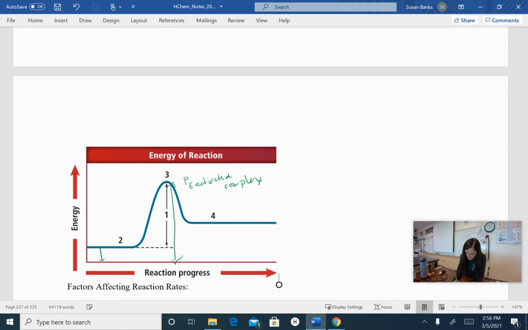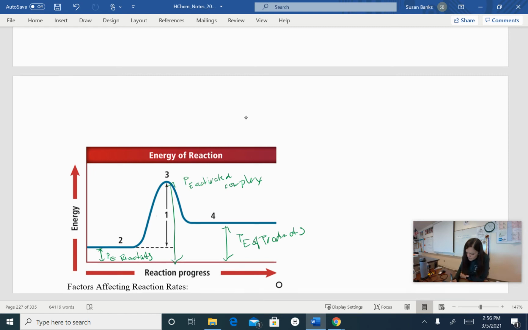Okay, looks like it erased what I had here. So number 2, this is my potential energy of my reactants. Okay, this number 4 is my potential energy of my products. And line number 1, this is my activation energy. So that's my activation energy with the forward reaction.